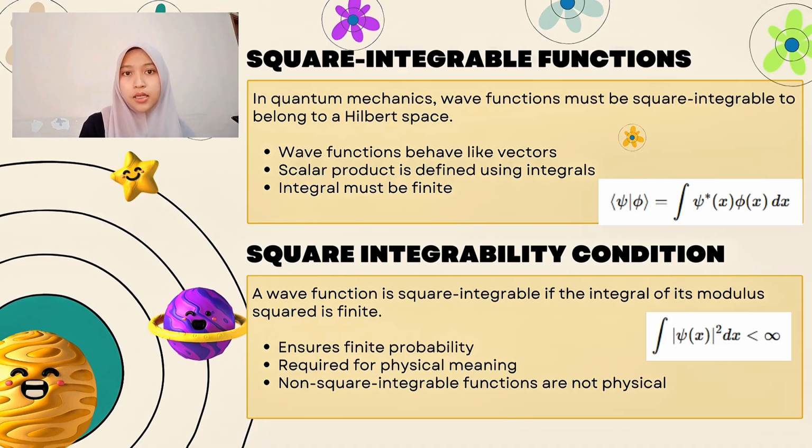For the square integrability condition, we need to make sure that a wave function can represent a physical system. For this reason, the wave function must satisfy a mathematical condition called square integrability. The integral of the modulus square of psi of x dx is less than infinity. This means the total probability is finite. Only wave functions that satisfy this condition are physically meaningful in quantum mechanics.